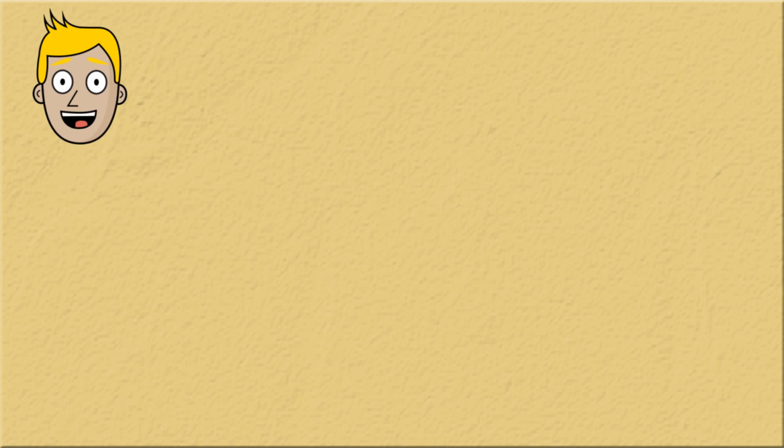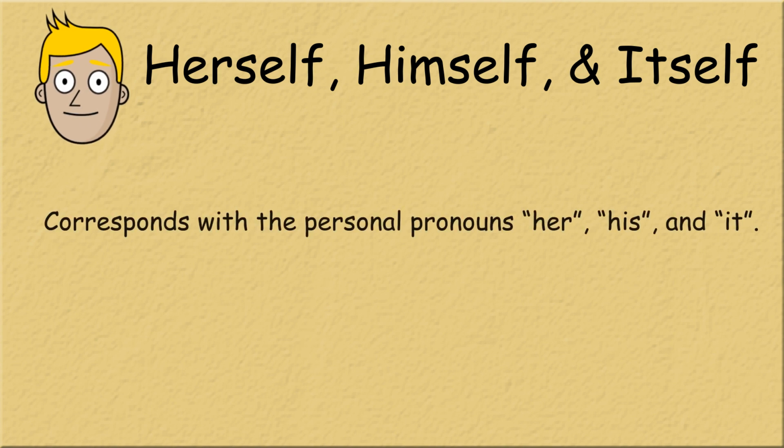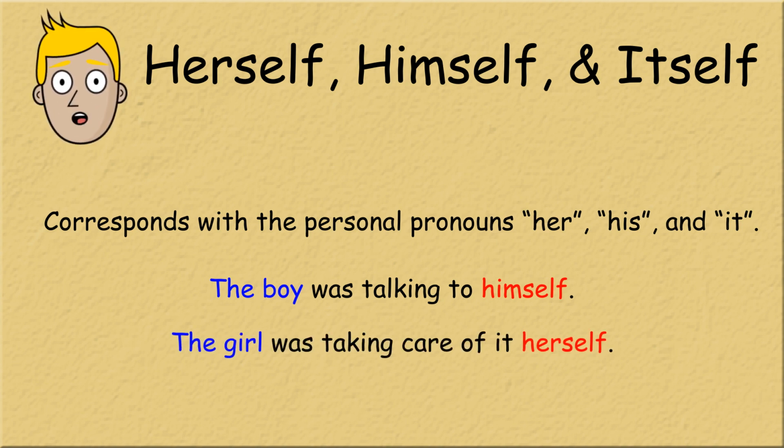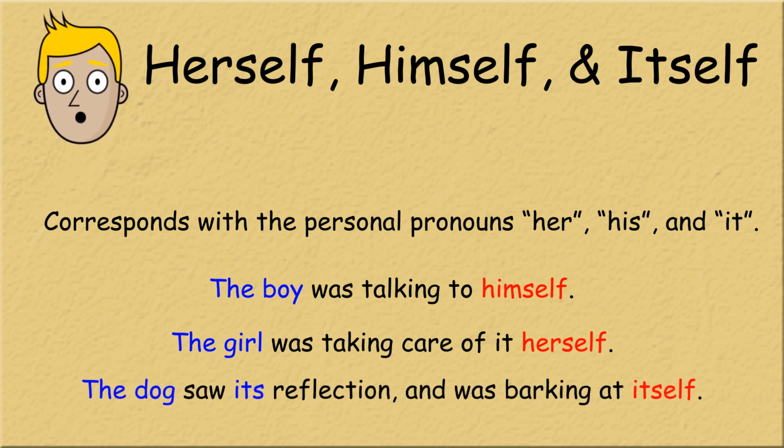Next we have herself, himself, and itself. These are used when referring to the third person singular pronouns her, his, and it. We can use them as follows. The boy was talking to himself. The girl was taking care of it herself. The dog saw its reflection and was barking at itself.